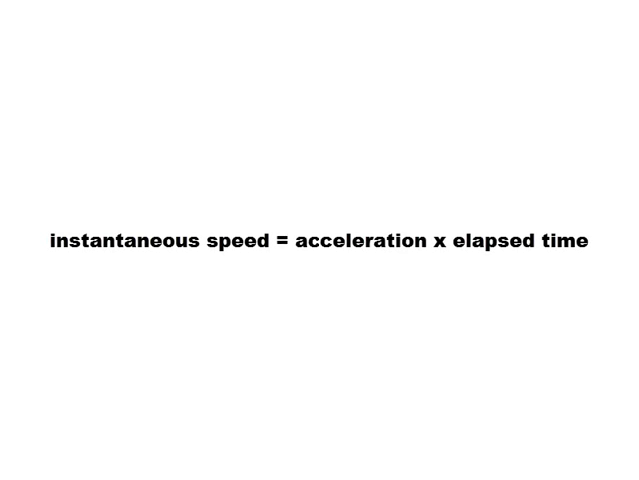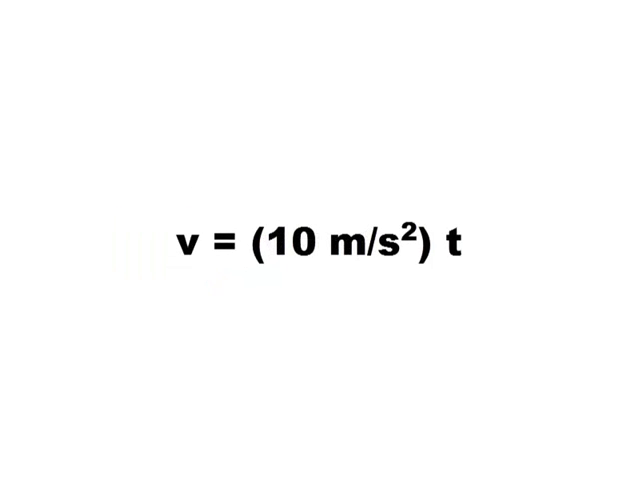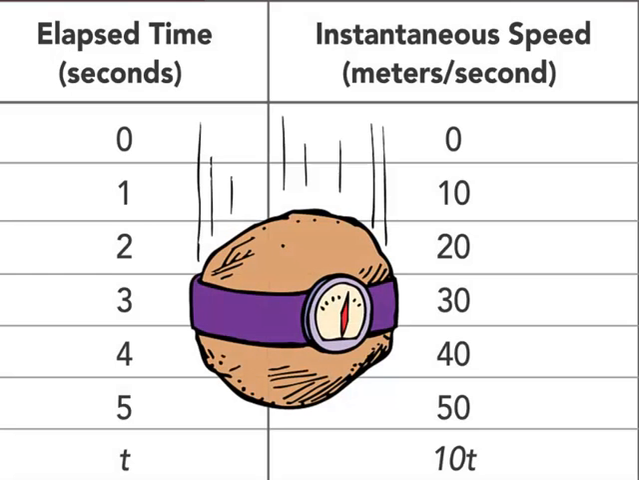The instantaneous speed of an object falling from rest is equal to the acceleration multiplied by the elapsed time. v equals g times t. The letter v represents both speed and velocity. When the acceleration g equals 10 meters per second squared is multiplied by the elapsed time in seconds, the result is the instantaneous speed in meters per second. If a falling rock were somehow equipped with a speedometer, in each succeeding second of fall its reading would increase by the same amount, 10 meters per second.